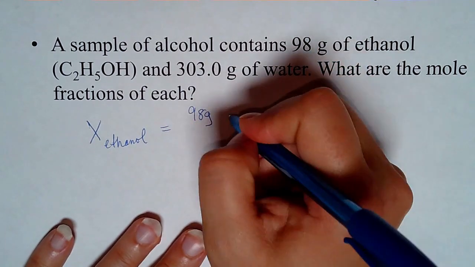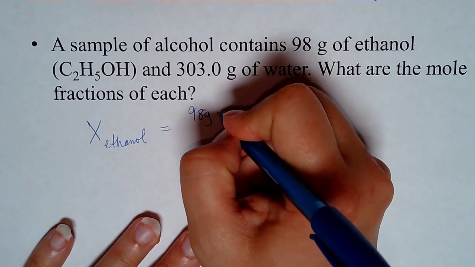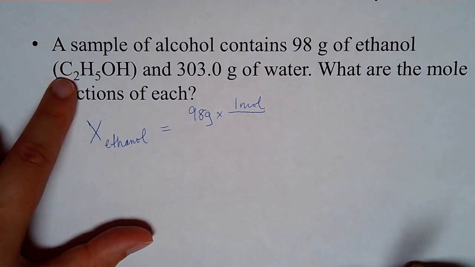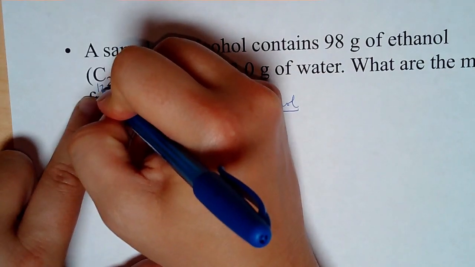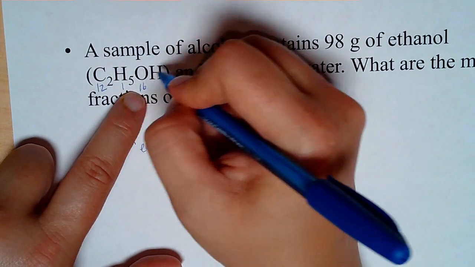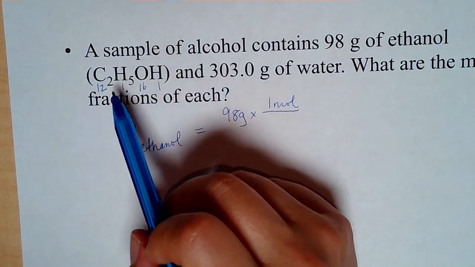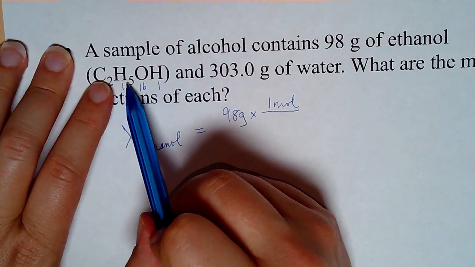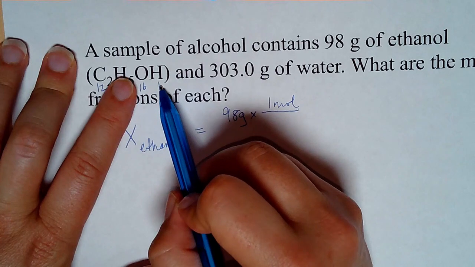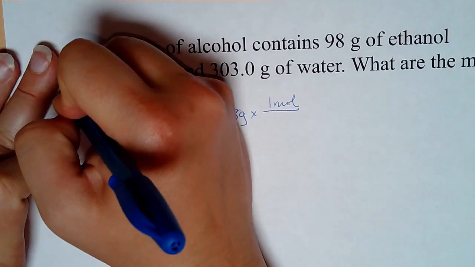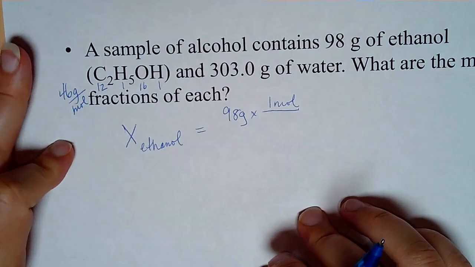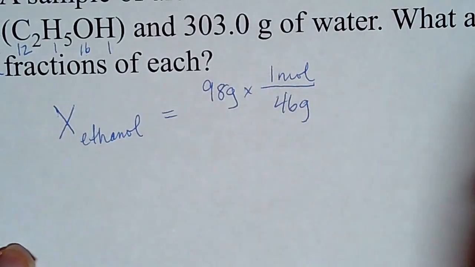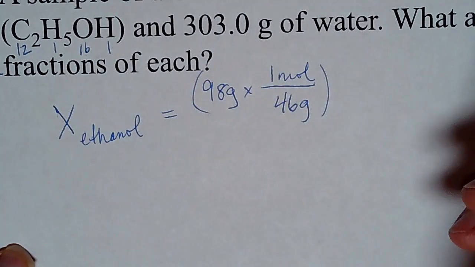I need to convert that into moles by using the molar mass again. So we can calculate molar mass of ethanol. Carbon is 12, hydrogen's 1, oxygen 16, hydrogen's 1. So if we add this up, we have 2 12s is 24, 5 1s is 29, the other one is 30, plus oxygen gives us 46. So 46 grams per mole for our ethanol. So we're going to put that there. This should give us our total moles for ethanol on the top.